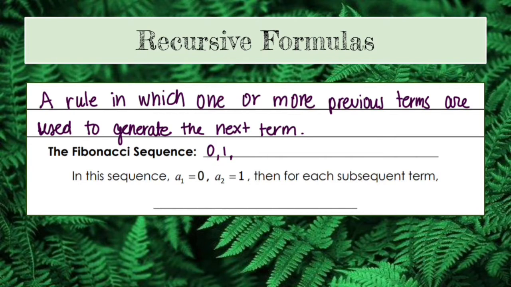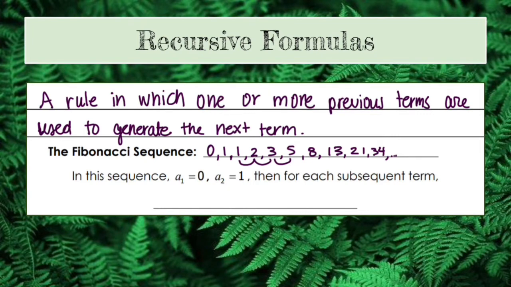So 0 plus 1 is 1. Now our next number would be 1 plus 1. That's 2. 1 plus 2 is 3. 2 plus 3 is 5. 3 plus 5 is 8. Then we'll have 13, 21, 34, etc. This is the Fibonacci sequence. And in this sequence, A1, so the first term, is equal to 0. A2 is equal to 1.